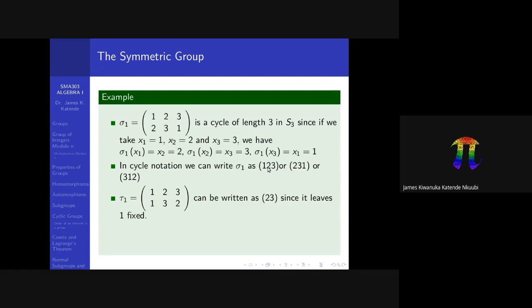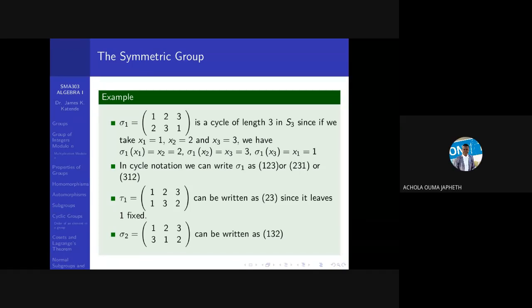I don't know if I have any bigger example. So here is another cycle of length 3 in S3 again. 1 goes to 3, and 3 goes to 2. So you have 1, 3, 2, and 2 goes back to 1. That makes sense? Any questions? Yes. You have questions or it makes sense? Makes sense. Good.